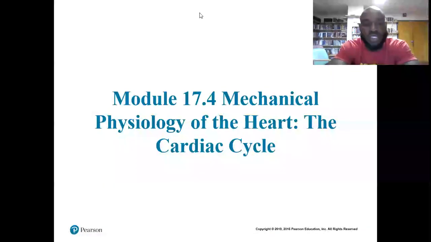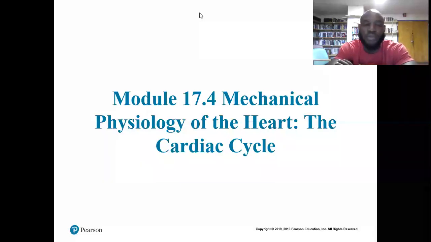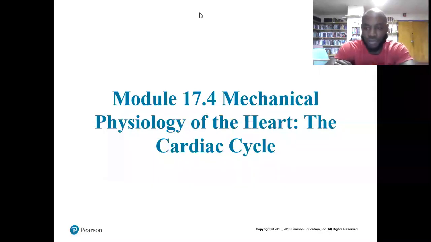Now that we've talked about the electrophysiology of the heart, the SA node, the AV node, the Purkinje fibers, depolarization, repolarization, the plateau phase, the electrocardiogram, ECG, the P wave, the QRS, the T, and basically have talked about how the signal is sent for the contraction of the heart.